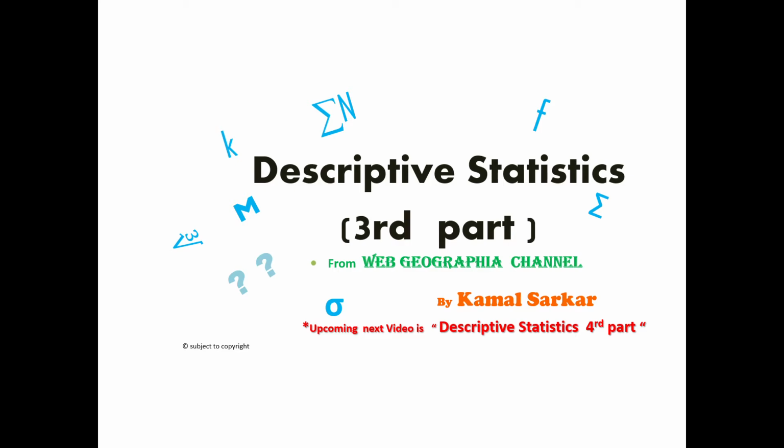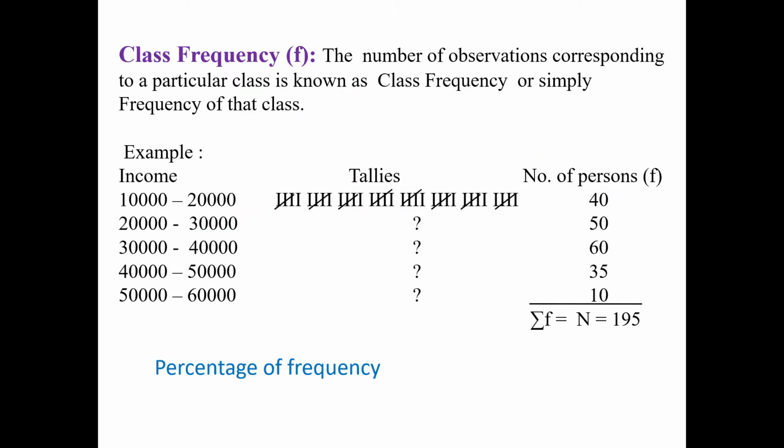So this is the third part of descriptive statistics, where we will discuss some major terms used in descriptive statistics. The first term is class frequency. What is class frequency? The number of observations corresponding to a particular class is known as the class frequency, or simply the frequency of that class.